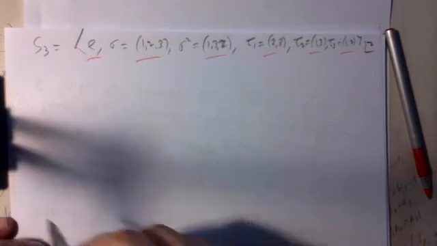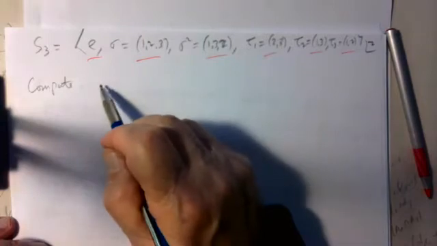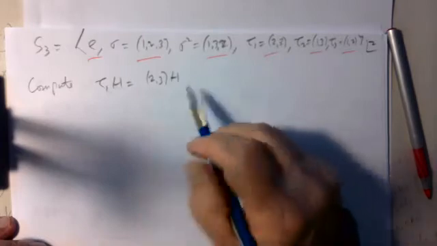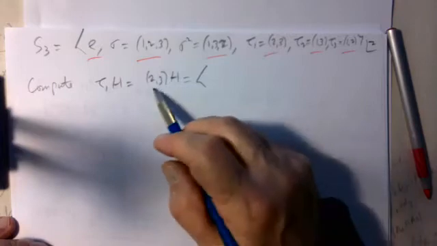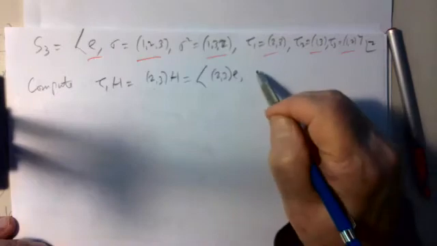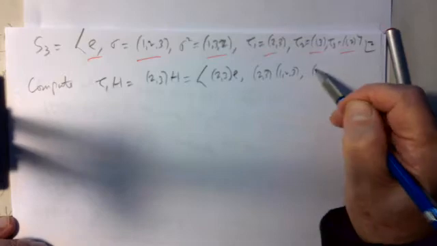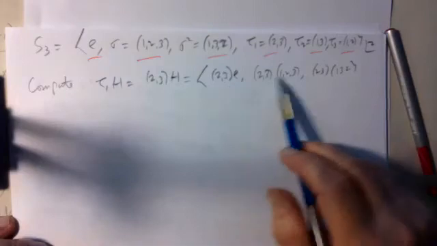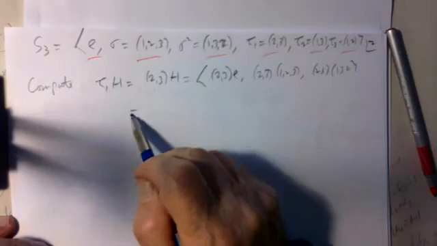Okay. So let's compute the left coset tau 1 H, or (2 3)H. What is this? This means you take everything in H and multiply it on the left by (2 3). So that's (2 3) times the identity, (2 3) times sigma, which is (1 2 3), and (2 3) times sigma squared, which is (1 3 2). These are the three elements of this coset. And then you just have to calculate them.